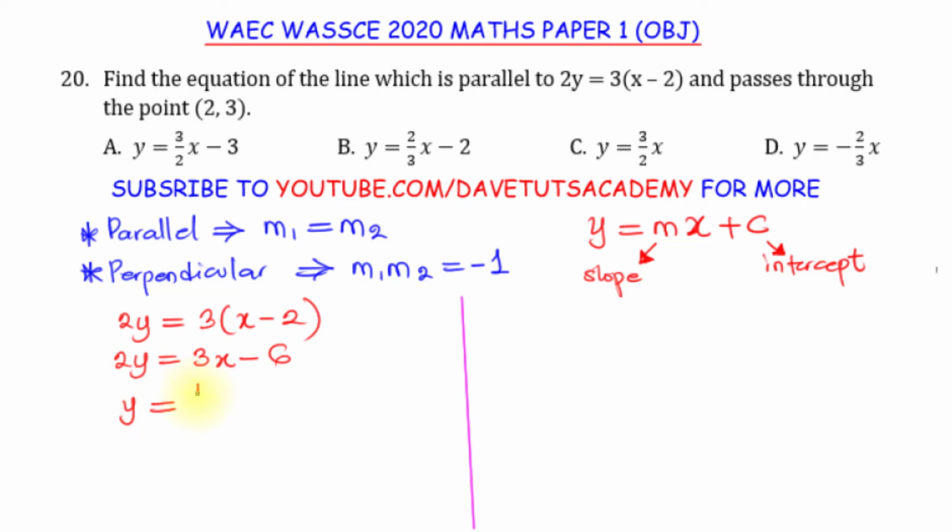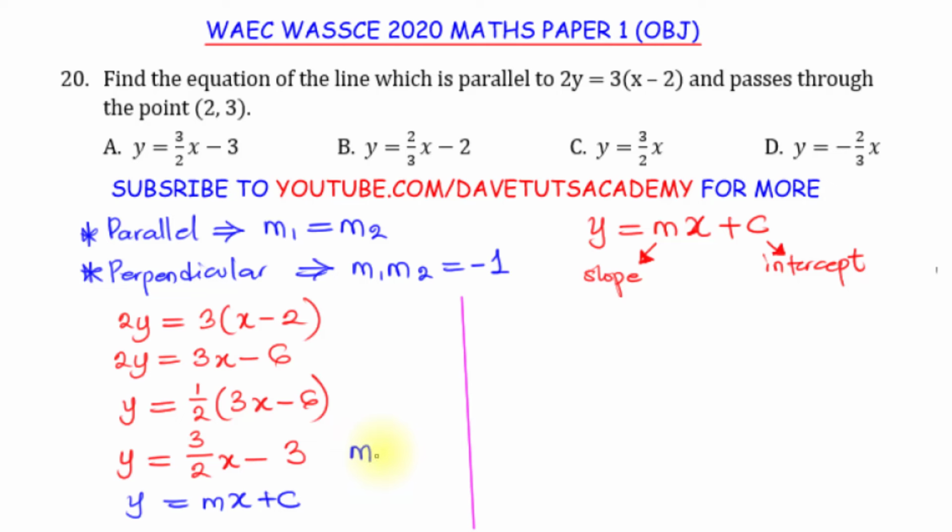On the right hand side, we have 1 over 2 into 3x minus 6, meaning that we divide each of these entities by 2, and in that case, y will be 3 over 2 x, then minus 6 over 2, that will be minus 3. Now, comparing this to the general equation of the straight line, y equals mx plus c, we can see that our m is equal to 3 over 2. The intercept is minus 3, but we don't need that.